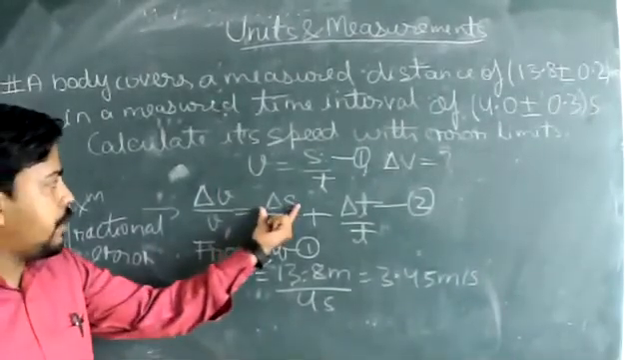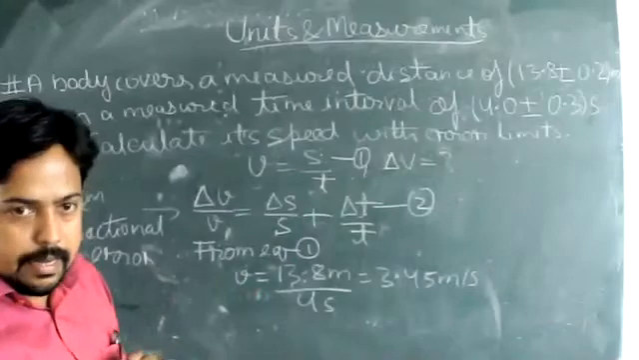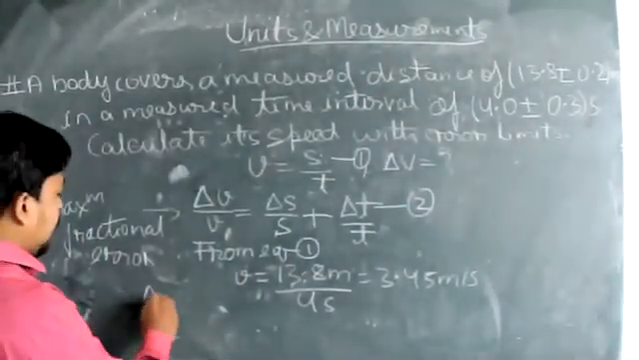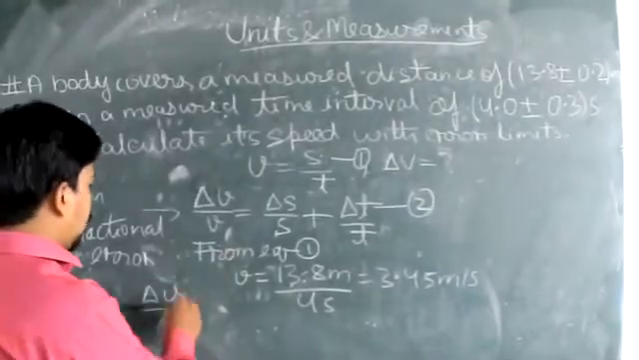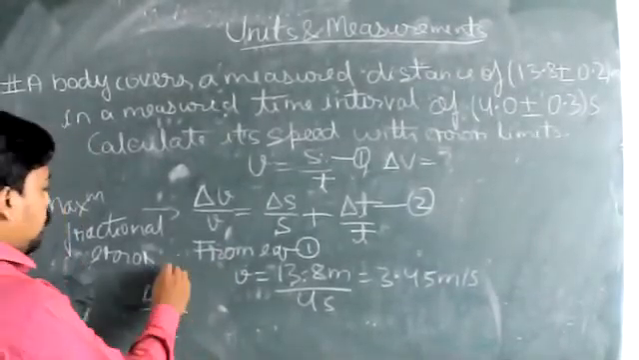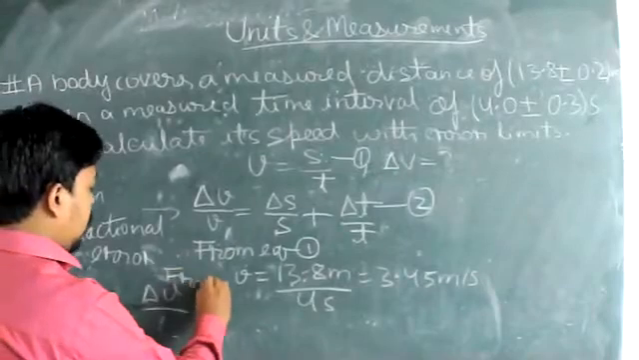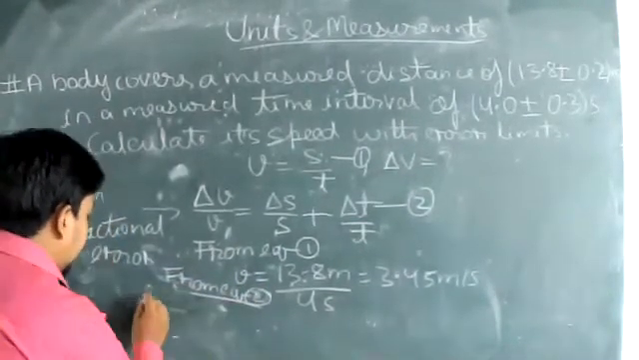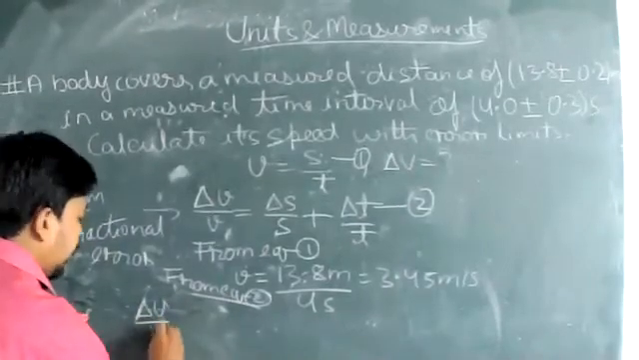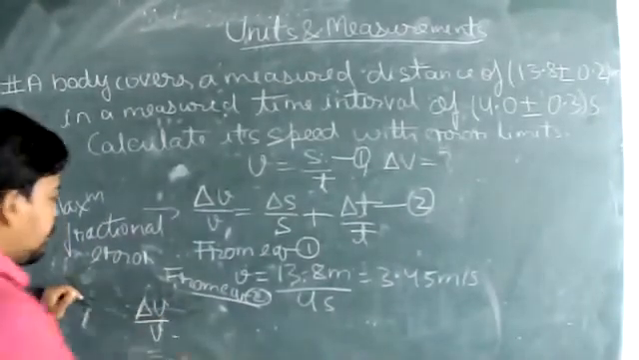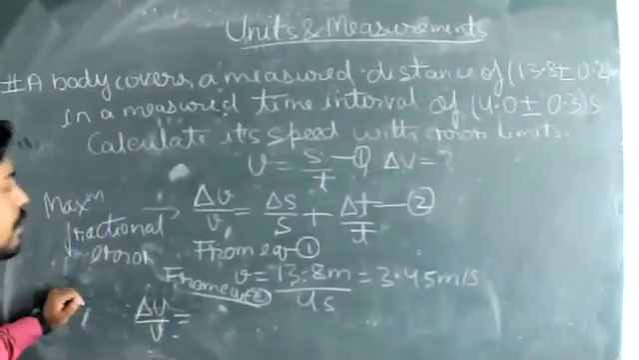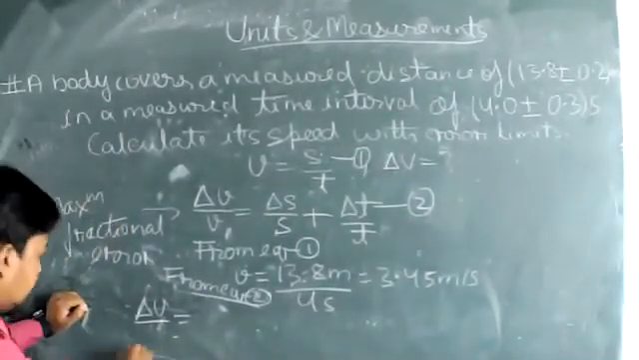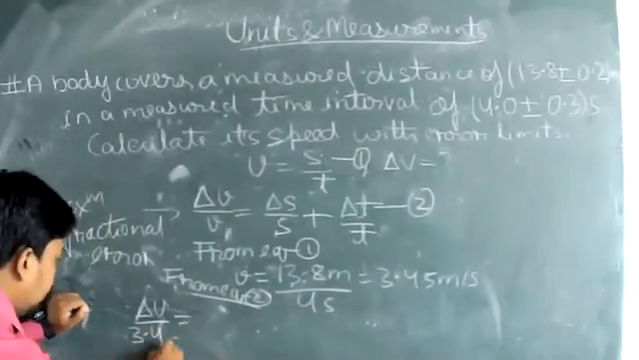Now our main attention should be on the right hand side. So what can we write? Delta V upon V, again from equation number 2. Equation 2: delta V upon V, is it visible now? Is equal to how much? Delta S upon S. So V we have is equal to 3.45.